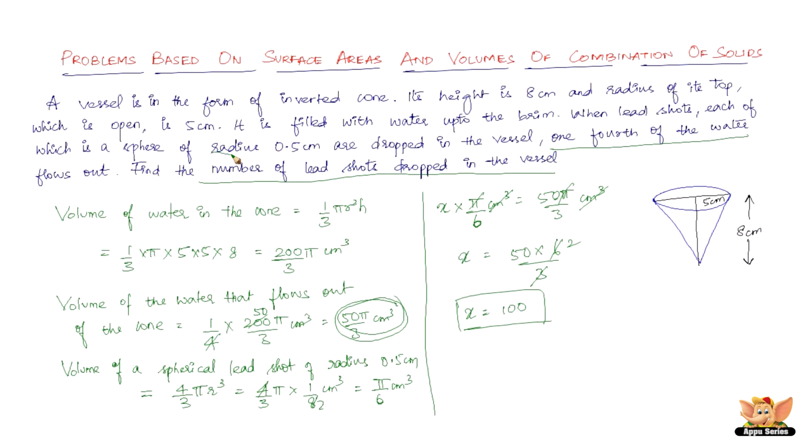So using this data, the radius 0.5 centimeter, and that it is a sphere, let us find the volume of one sphere. So the volume of a sphere times the number of leads, which we don't know, let's take it as x, should be equal to the volume of water that went out. So equating that, let's find the unknown, which is 100.